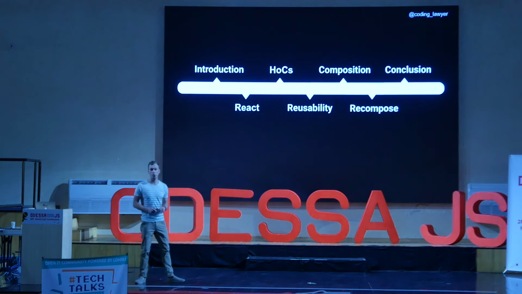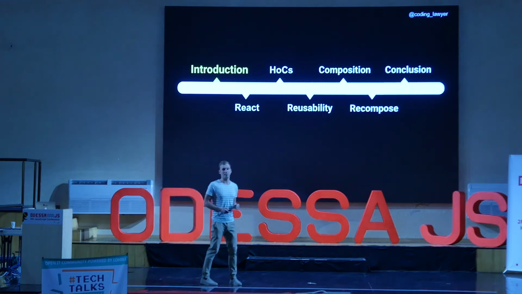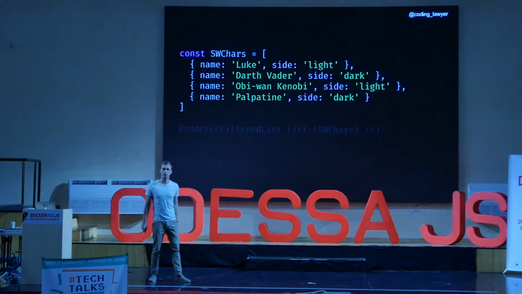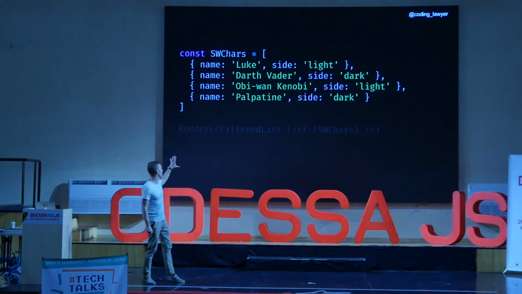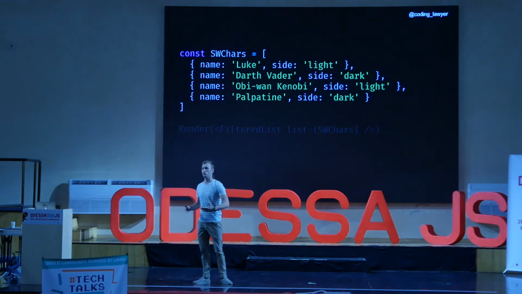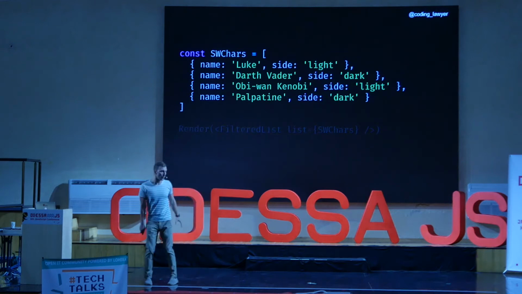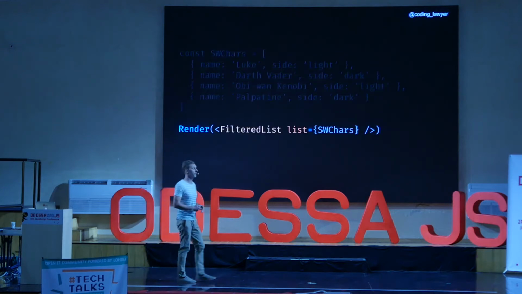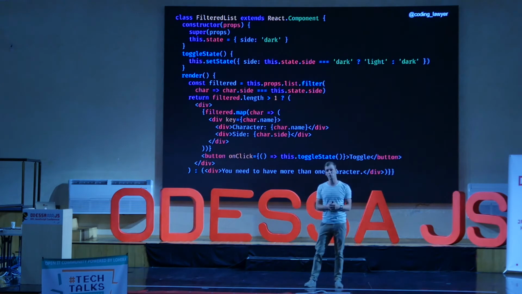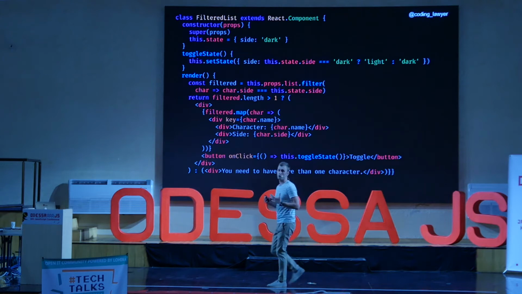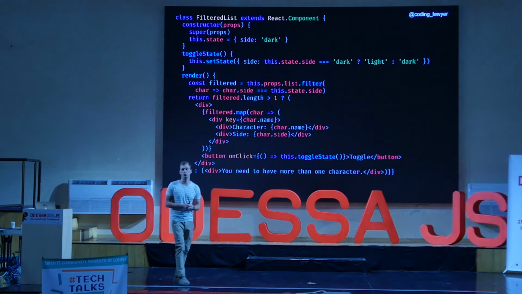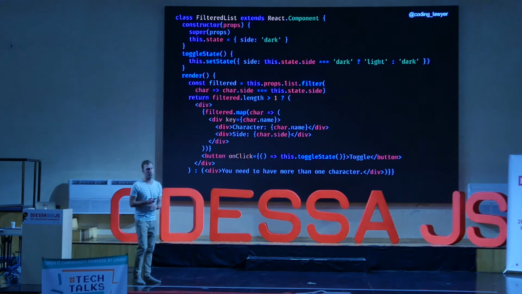And because we are all programmers here, and we love to code, let's start by checking some code. Here, we have an array of Star Wars characters. It's an array, and each element consists of a name and side, depending on which side the character belongs to. We will take this array and pass it to the filtered list component as a list prop. Now, filtered list component is a little bit complicated, and you don't need to understand what's going on right away, because we will be talking about parts of this code throughout the talk. So let's take a look.